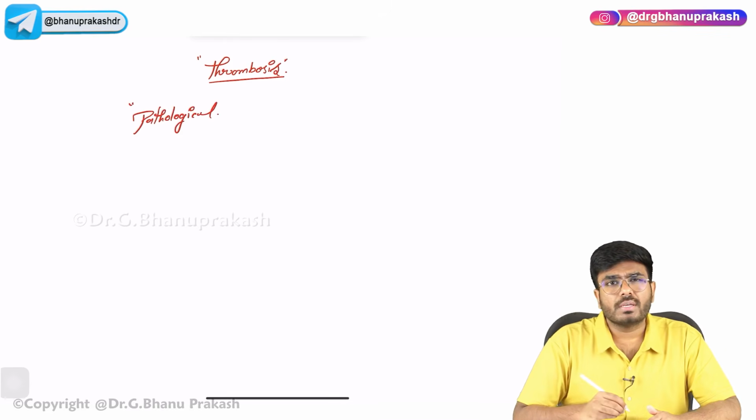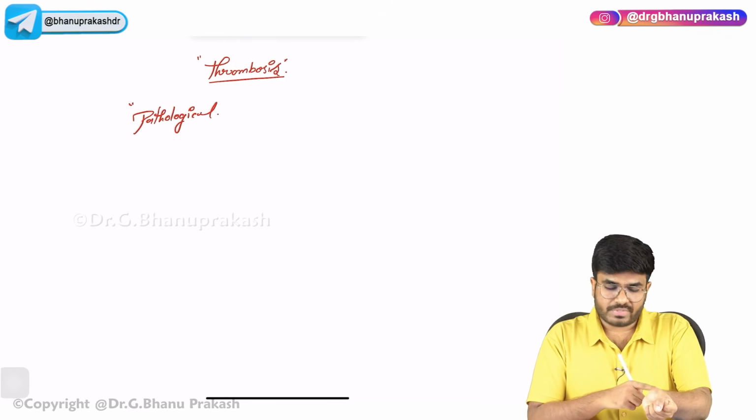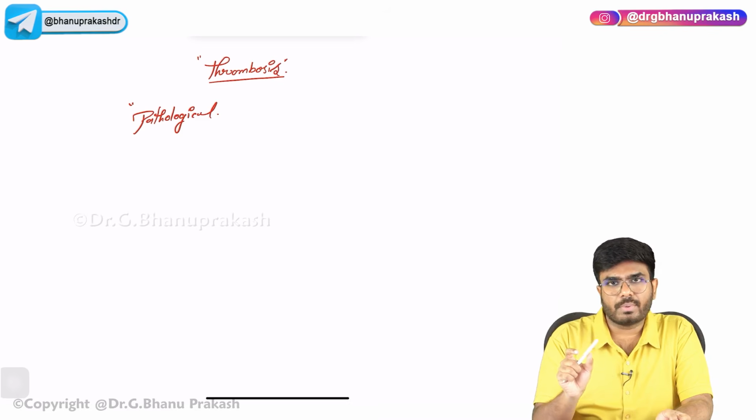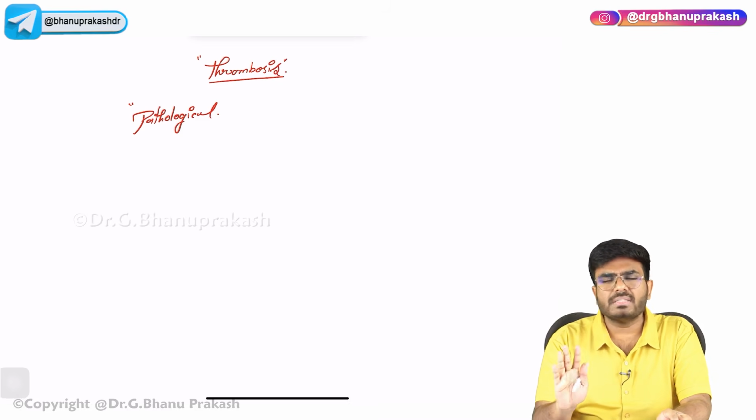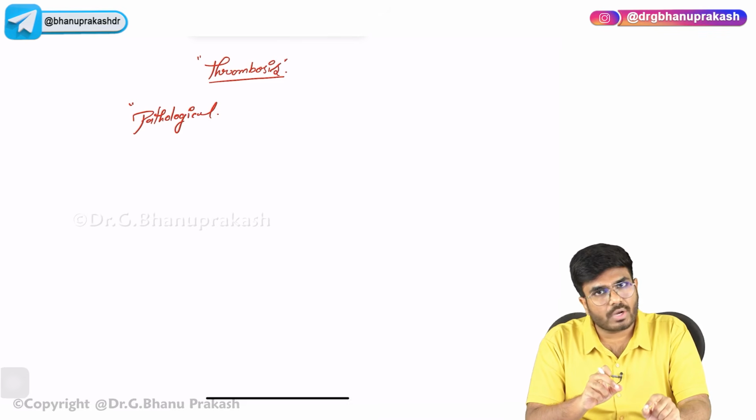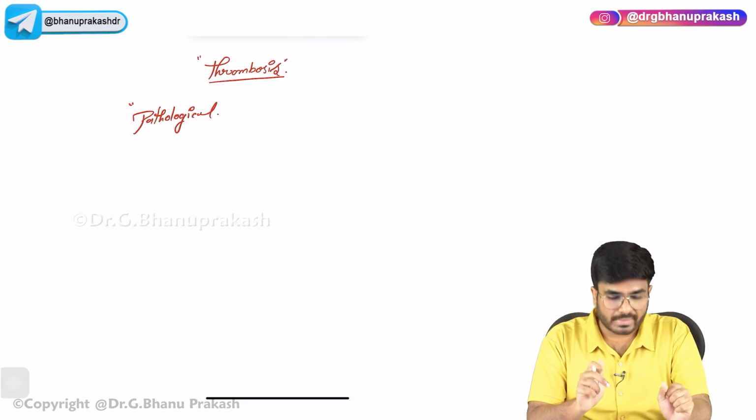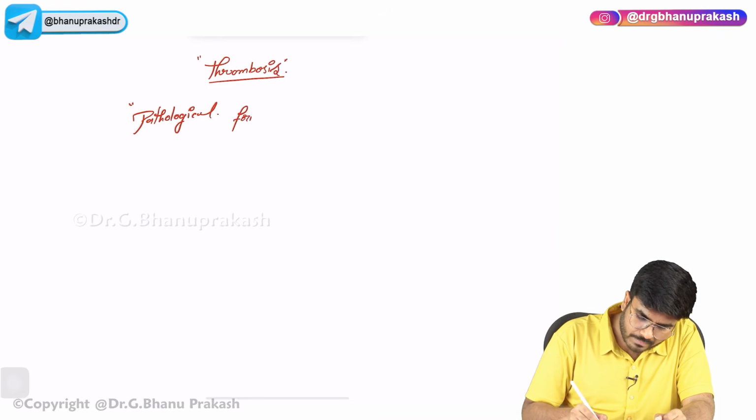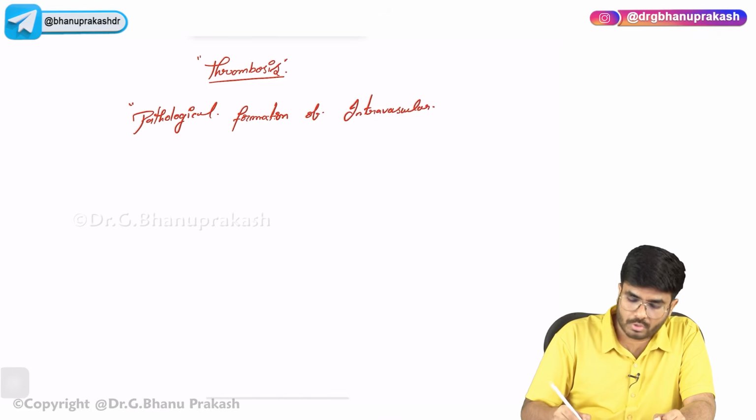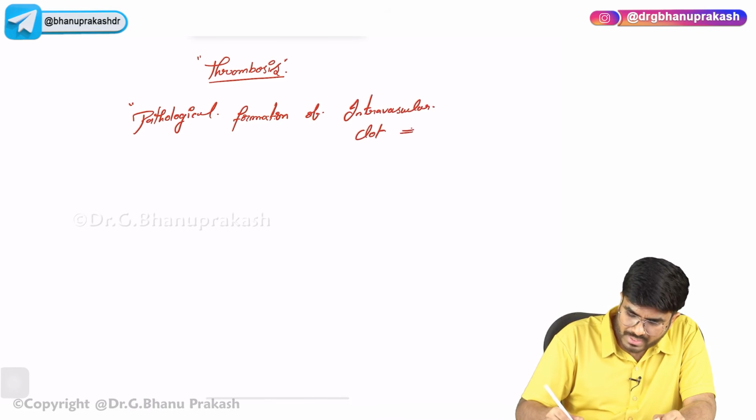Whenever a blood vessel is damaged, you are supposed to form a platelet plug and have clotting, and that's normal, physiological. But if you are unnecessarily forming a clot within the blood vessel, then it is called thrombosis, or thrombi. So it's a pathological formation of intravascular clot. Such clots are called thrombi.